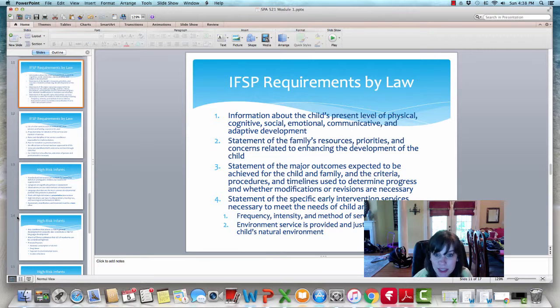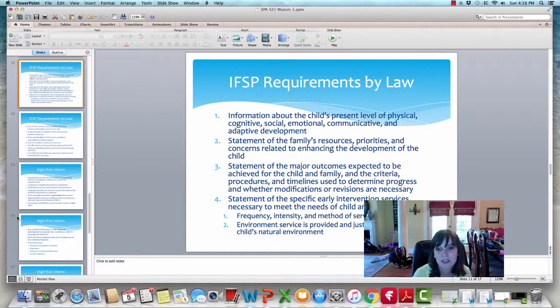Number four, statement of the specific early intervention services necessary to meet the needs of the child and family, including frequency, intensity, and method of service delivery. So is this going to be 30 minutes, 2 times a week in the home, individualized? 30 minutes, 2 times a week at the clinic setting with a team of PT and OT services? 30 minutes, 2 times a week within the NICU environment, 15 minutes, 20 minutes, whatever it is. That's where this is stated.